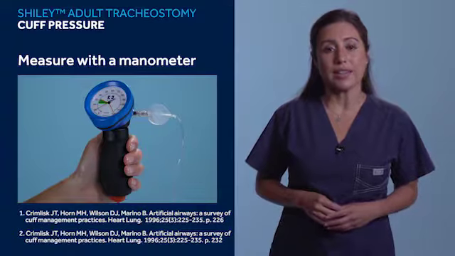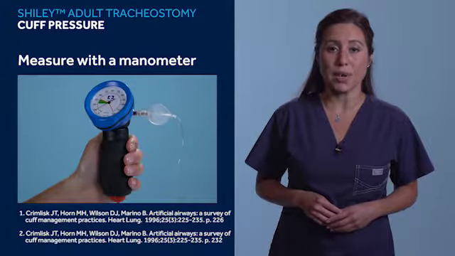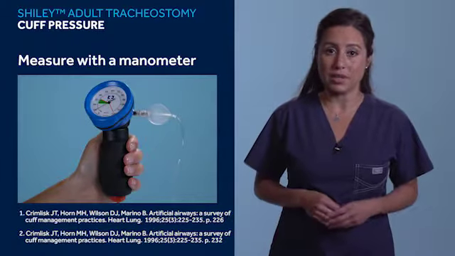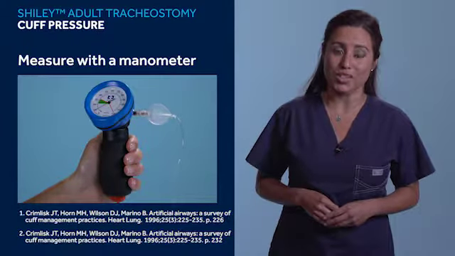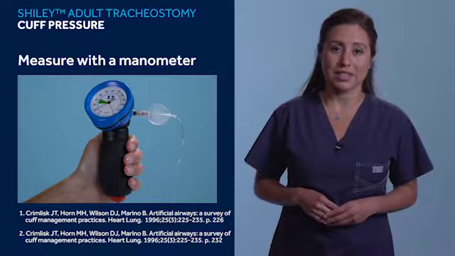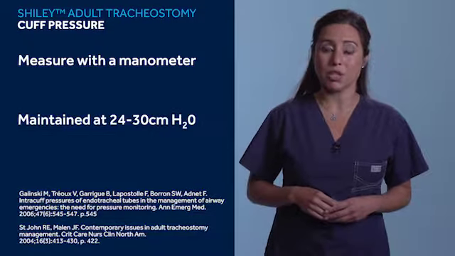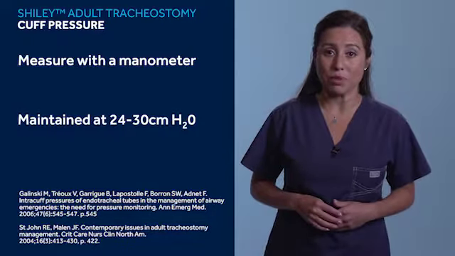Serial increases in cuff pressure measurements and volume may indicate airway dilation. Even short-term incidents of high pressure may lead to tracheal damage. General recommendations suggest that cuff pressure should be maintained between 24 and 30 centimeters of water.